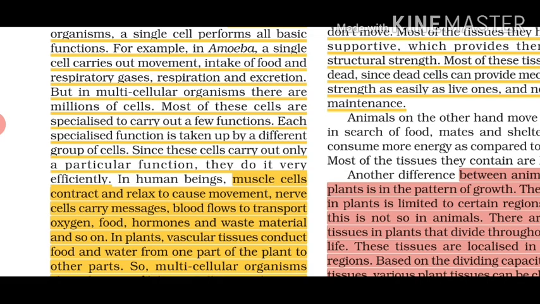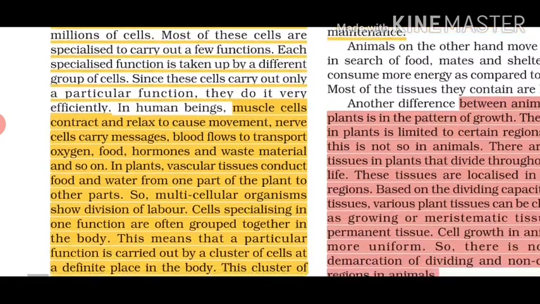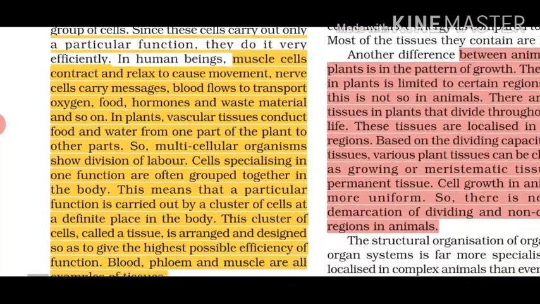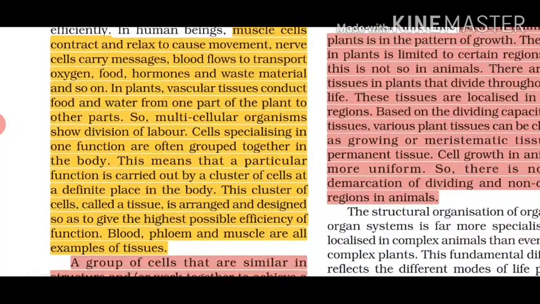Therefore, in multicellular organisms there is division of labor. A particular function is carried out by a cluster of cells at a definite place in the body. This cluster of cells is known as tissue, and is arranged and designed so as to give the highest possible efficiency of function. Blood, phloem and muscles are examples of tissue. A group of cells that are similar in structure and perform a particular function is a tissue.